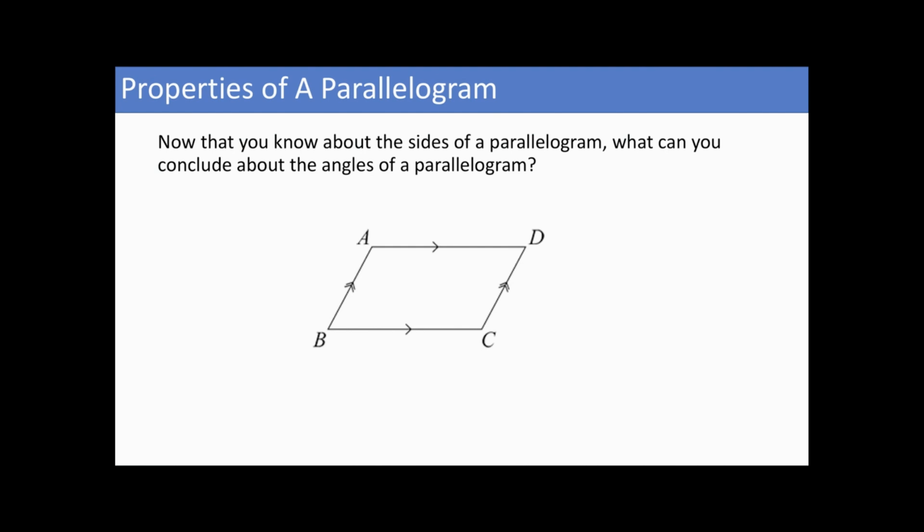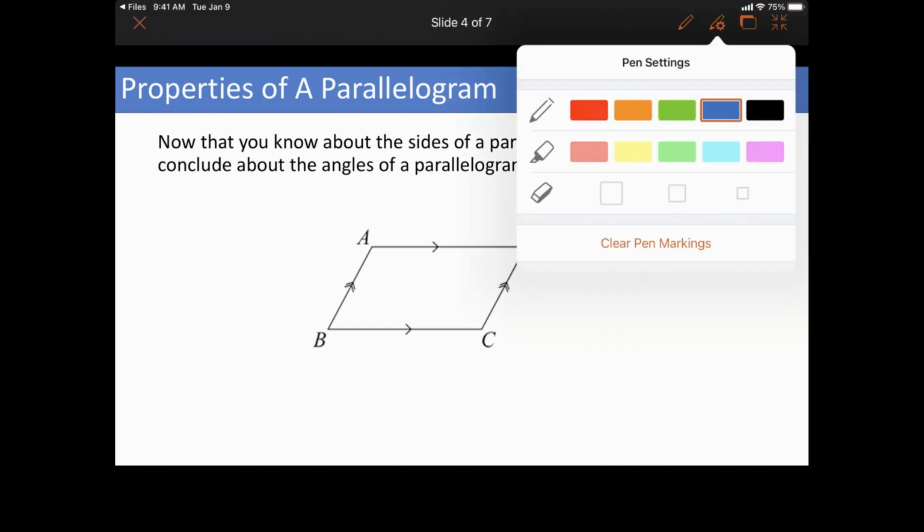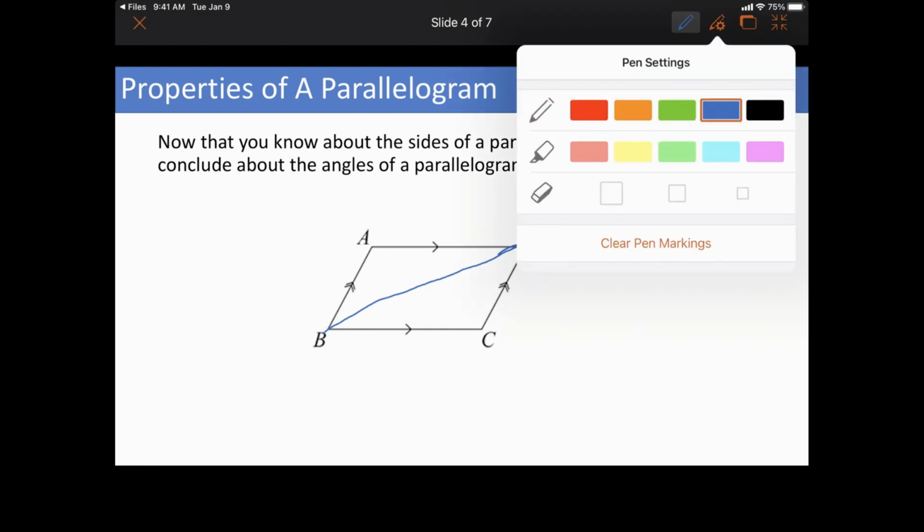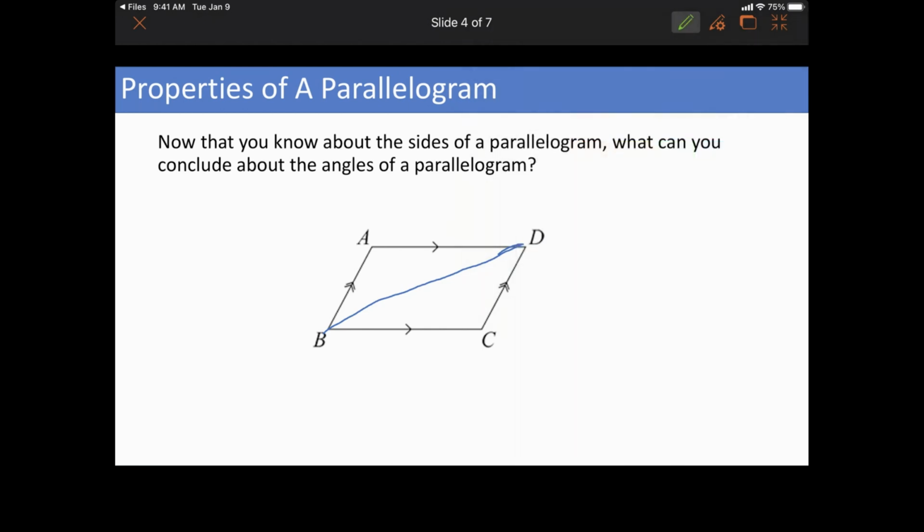Now that we know the opposite sides of a parallelogram are congruent, and listen to that word opposite, across from, what can you conclude about the angles of a parallelogram? If you have a protractor, you can use that. If not, maybe we can just do some logical thinking using deductive reasoning. Can I prove angle A is congruent to angle C? Let's try. If I can prove the two triangles congruent, I can prove angle A is congruent to angle C.